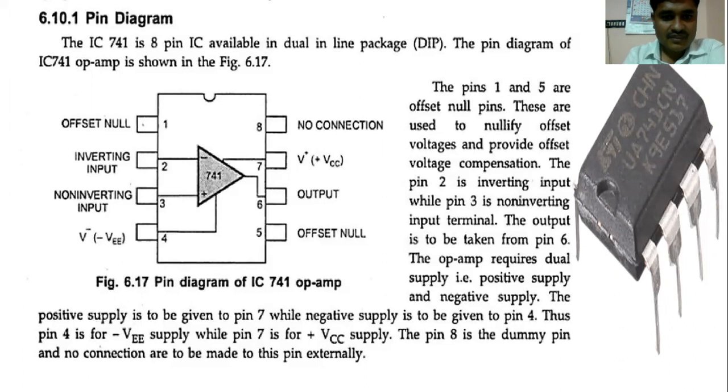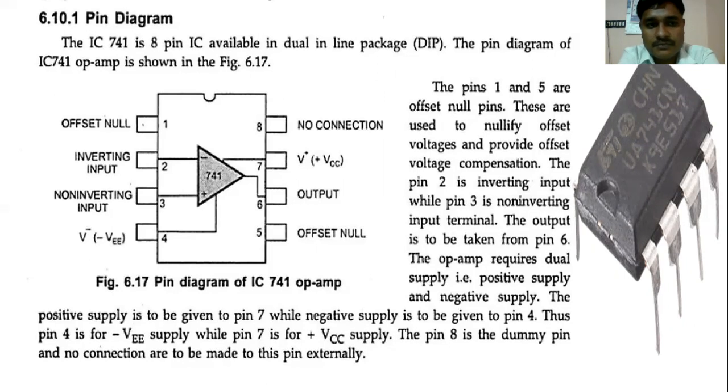Pins 1 and 5 are offset null. These pins are used to nullify the voltage and provide offset voltage compensation. Whenever you give the signal to pins 1 and 5, your output will be nulled. That means these pins are used to correct the error. You can reduce the error in your output by giving the signal on pins 1 and 5. That is offset null.